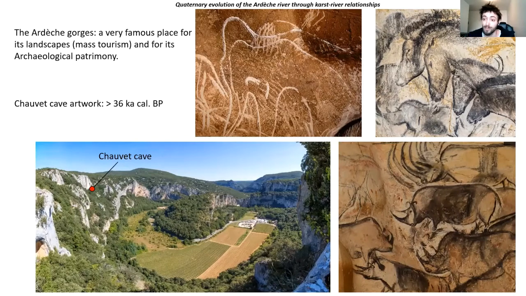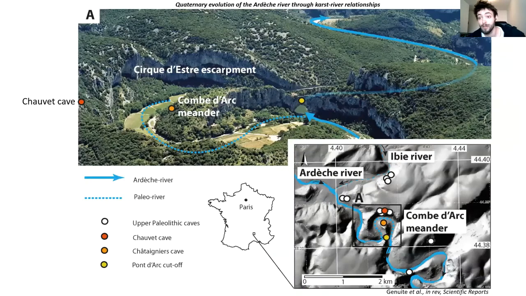This cave, the Chauvet Cave, is also located in a very curious, interesting environment with prominent landscape features. We are inside an entrenched meander, the Combe d'Arc meander, which was cut off in the shape of a natural arch. Because there are a lot of Paleolithic sites around this place, we wondered if there could be a link between the choice of occupation of this space and the landscape features. But in order to answer this question, we had to understand its landscape evolution.